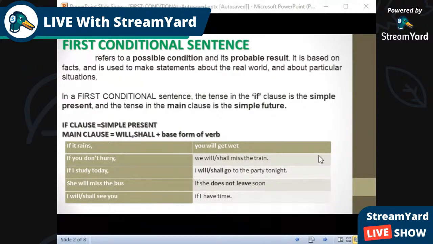If you don't hurry, we will or we shall miss the train. If I study today, I will or I shall go to the party tonight.